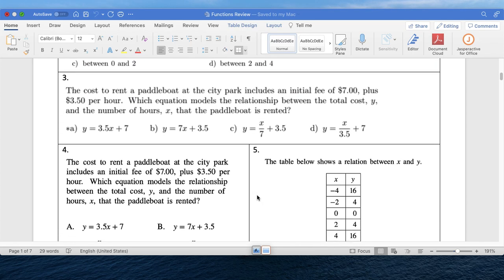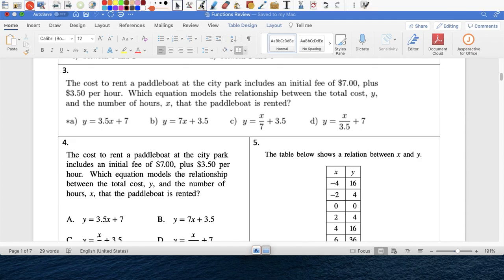3, oh, this one, we're very much confident in how to do this. So y equals, and we need to find the slope, right? And if there's a y-intercept, right? Something over here. The cost to rent a paddleboat is $7. Initial fee of $7 plus $3.50 per hour. So there's something that's happening over and over consistently per hour, every hour. It's $3.50, and that's our slope. So $3.50 or 3.5x plus, and what's that fee?